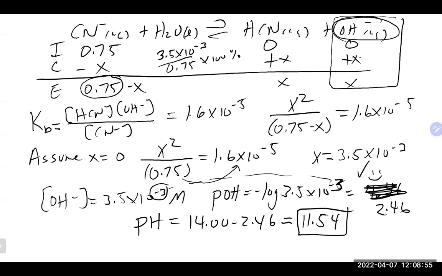Other questions on that? So again, here it does make sense, even more sense that we got the right number in there, that it is still basic. It should be 11.54, which is basic because it again is generating our hydroxide. Any questions on any of that there?